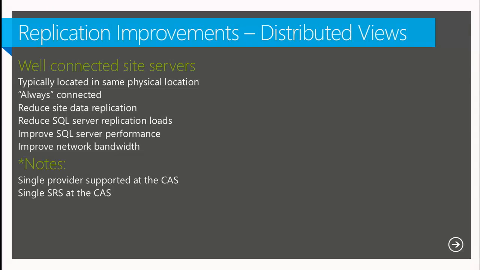So what that means is, if you use distributed views, you really need well-connected central administration site and primary site database servers. If you have flaky connections and so forth, while you may have some errors show up and data might not come up in your reports, if the connection between your two database servers is down, then that's what will happen.